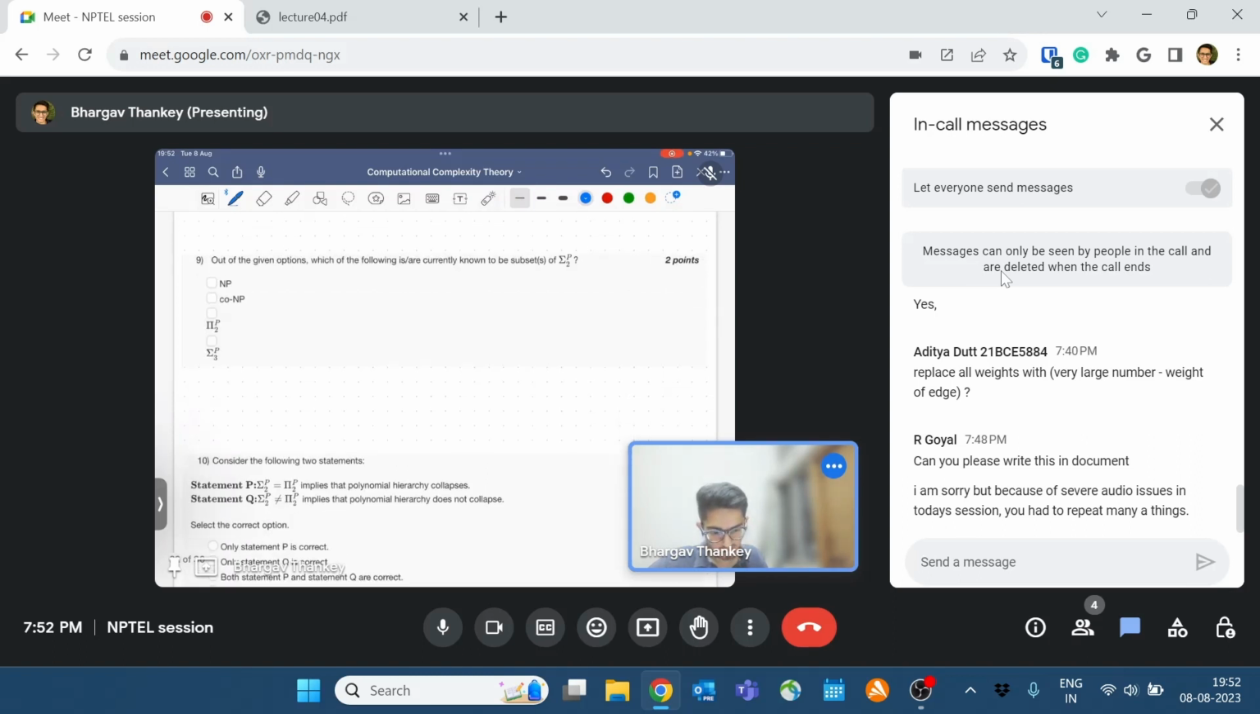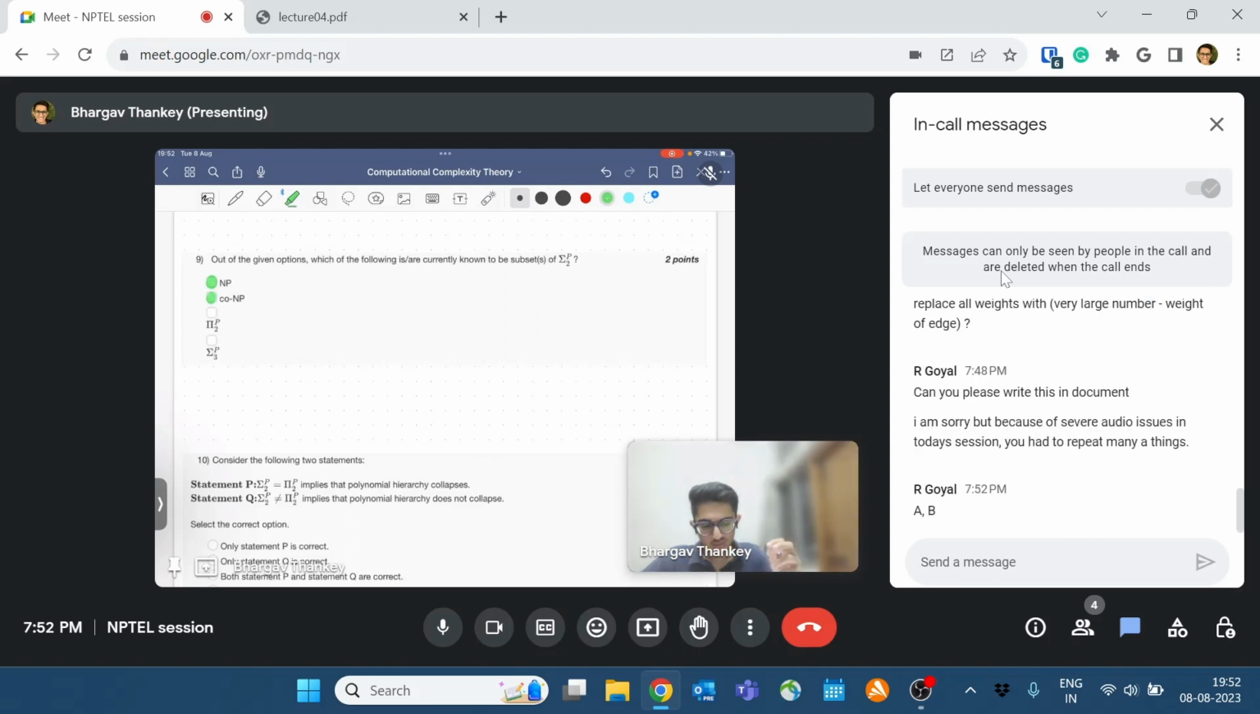Okay, so let's look at the next problem. Which of the following is or are currently known to be subsets of sigma 2p? The options are NP, co-NP, pi 2p, and sigma 3. So which of these are correct? I think A and B are correct. Yeah, we know that both of these are in sigma 2p. What about C and D?